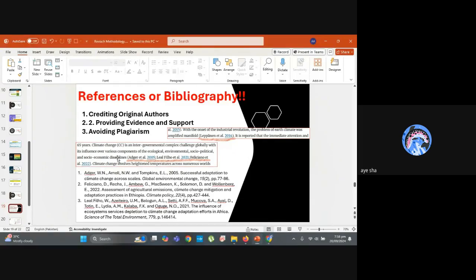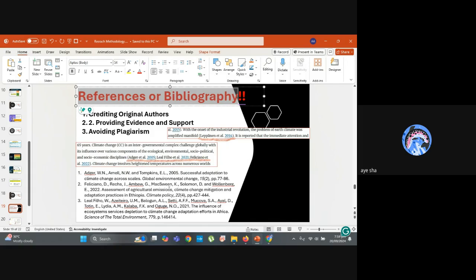Now, this is how you will be citing the literature in the literature review section. Now, we have another section where we have to mention all those references. That is the references or bibliography list that has to be mentioned at the very end of your research proposal, after you are finished with the conclusion, after you are finished with writing each and every portion of your research proposal.